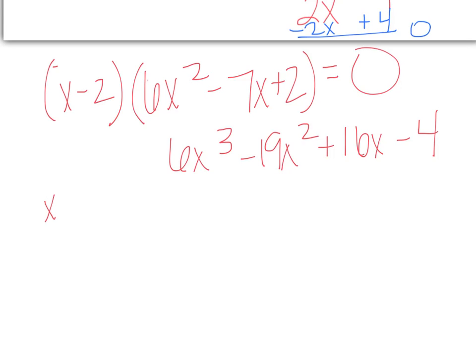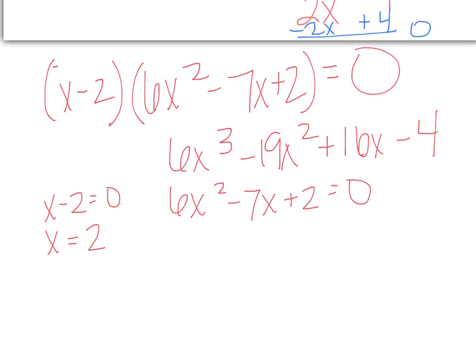And I solve it. So x minus 2 equals 0, means that x equals 2. And 6x squared minus 7x plus 2 equals 0. Well, quick factoring check. 6 times 2 is 12. Are there factors of 12 that add up to negative 7? Yes. So I'm going to factor this into, let's see, this would be x squared minus 7x plus 12. Factors into x minus 3, x minus 4.